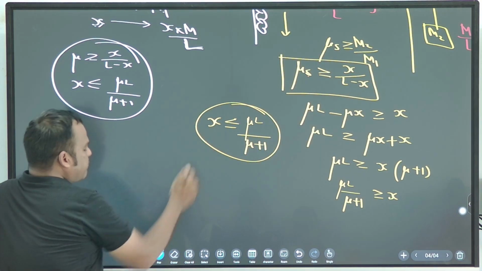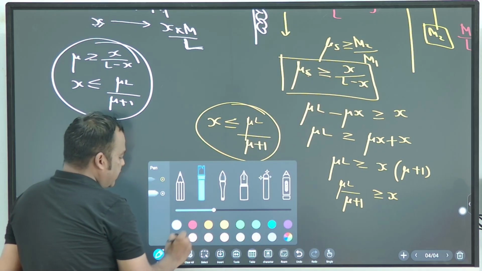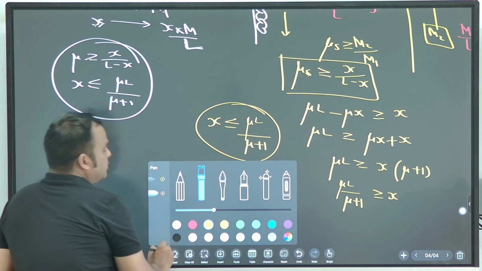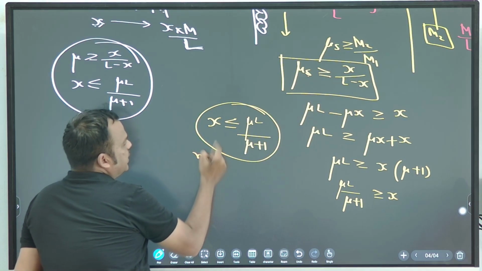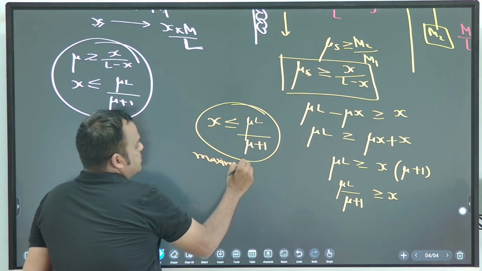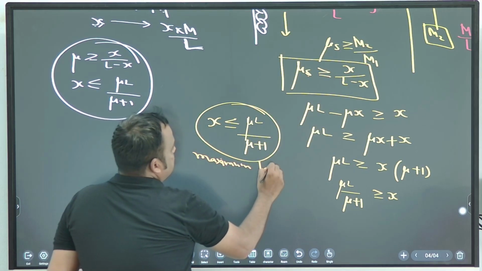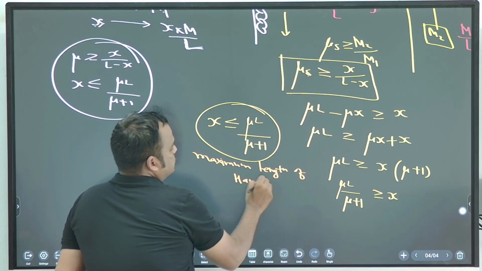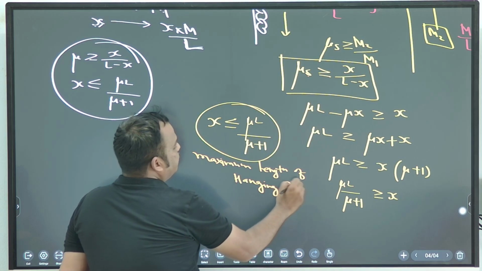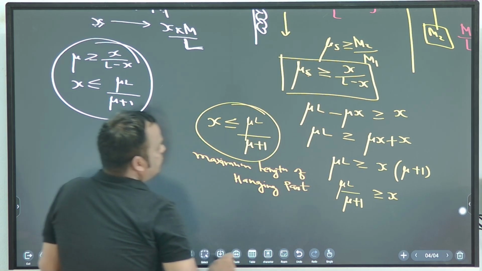So x is the maximum length of hanging part. Note down. This is the maximum length of hanging part. X, maximum length of hanging part.